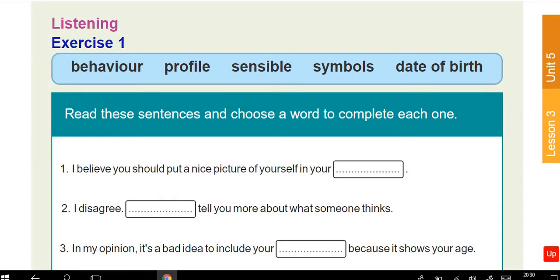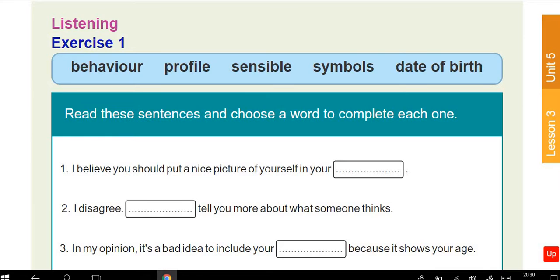Profile is the page which has your picture and your data on. This is your profile. Sensible means thinking correctly. It means thoughtful, and it's an adjective.